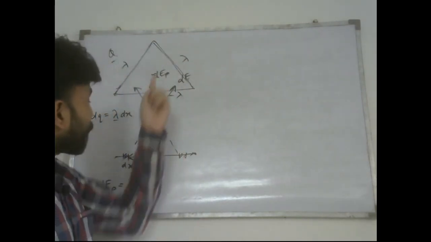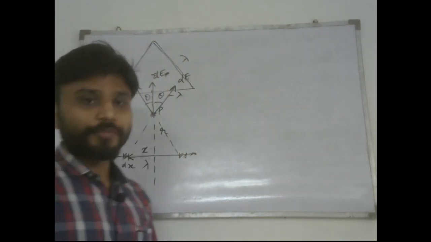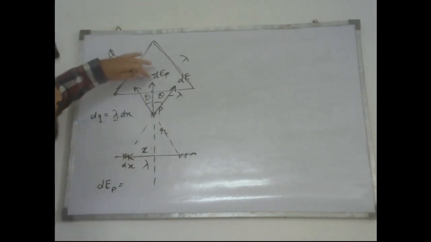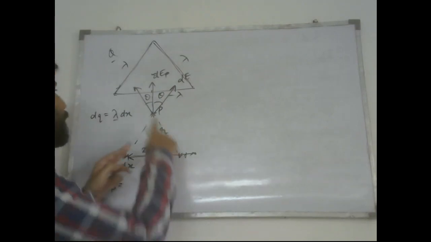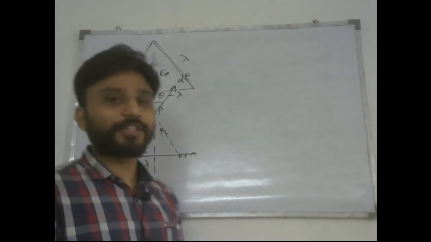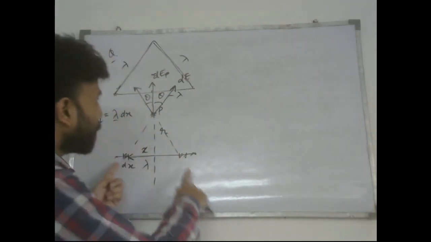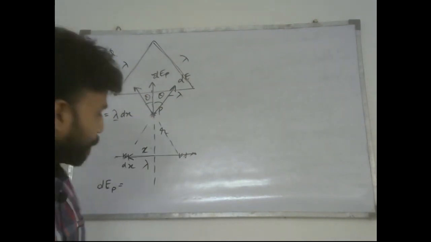So due to these two components, the fields perpendicular to the rod are adding up. So we are writing the net dEp field not just because of dE, but because of both these components and their electric fields adding up.